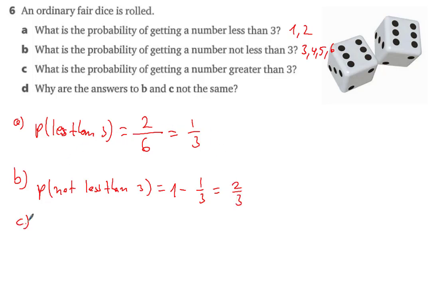Done. Question C. What is the probability of getting a number greater than 3? The probability of being greater than 3, so which numbers are greater than 3? It's 4, 5, and 6. Here we stop because there are no bigger numbers on a regular die. So it's 3 over 6. After cancelling by 3, we get 1 over 2. Why are the answers B and C not the same? All right, you can try and give this answer.